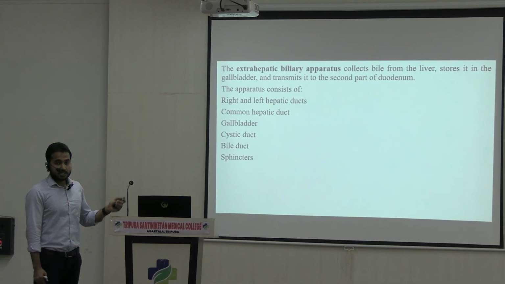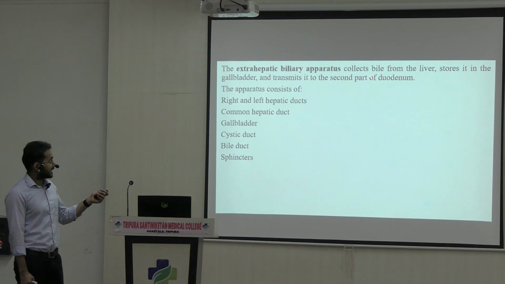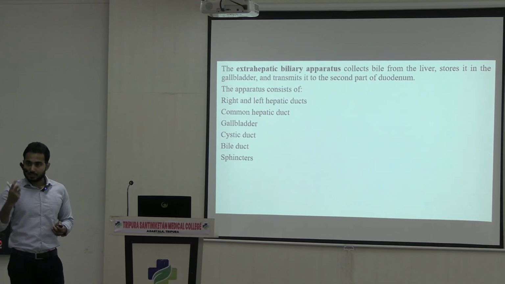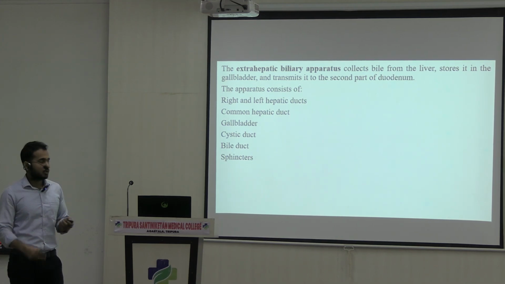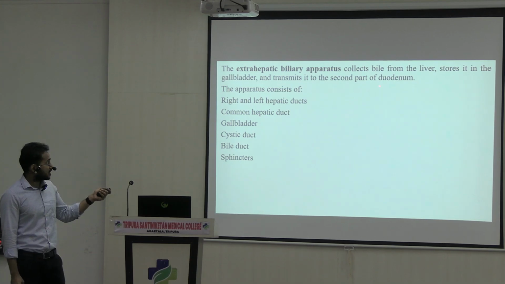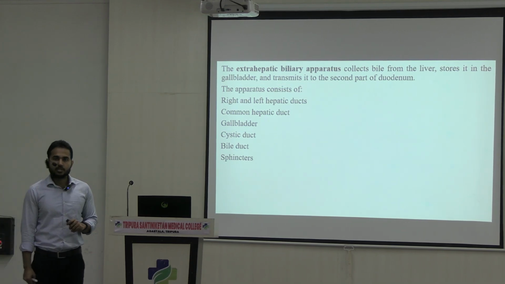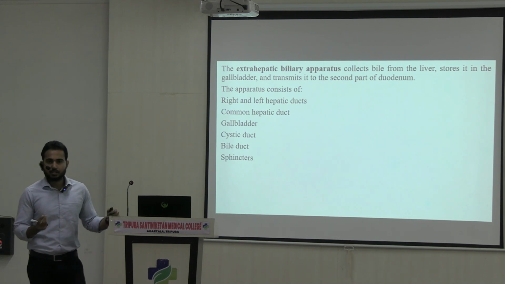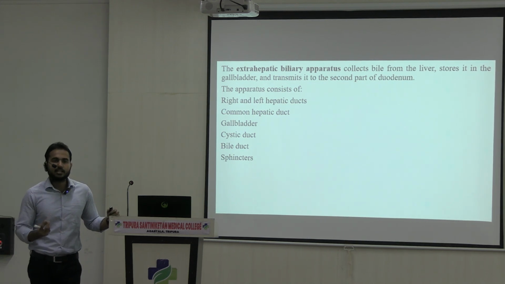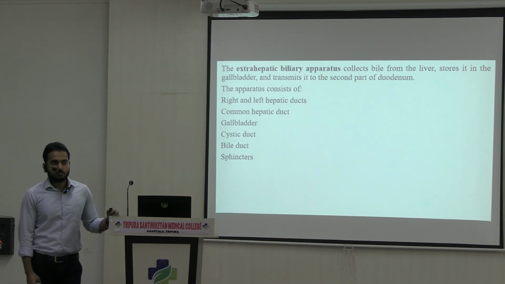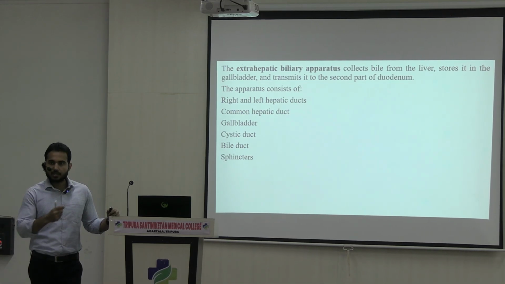Now the extrahepatic biliary system, what is its function? First of all, it will collect the bile from the liver and store it in the gallbladder. Whatever bile is produced by the liver cells, it will collect it, then store it inside the gallbladder. Then it will transmit it into the second part of the duodenum whenever it is required. That means whenever you eat a meal in which fat is present, a fatty meal, when it goes to the duodenum, at that time only the bile present in the gallbladder will come out.